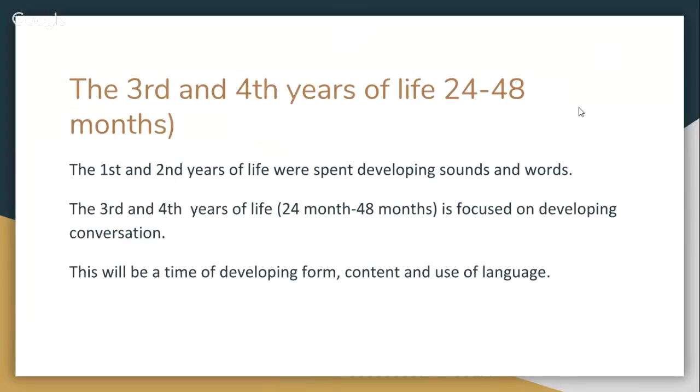So when we talk about the preschool years, what we're going to talk about is as the child moves from their second birthday through their fourth birthday. And while their first 2 years of life were spent developing sounds and words, the next 2 years of life are going to be spent focusing on developing social communication through conversation. And they're going to be developing language in terms of both its form, its content, and its use or purpose.